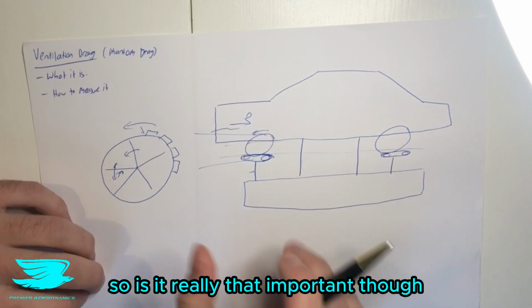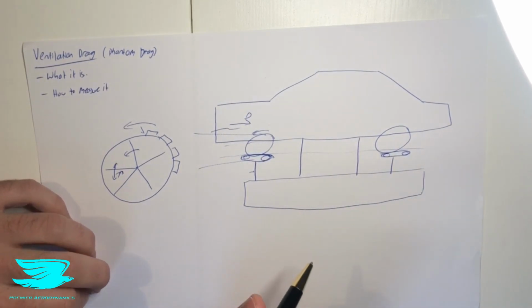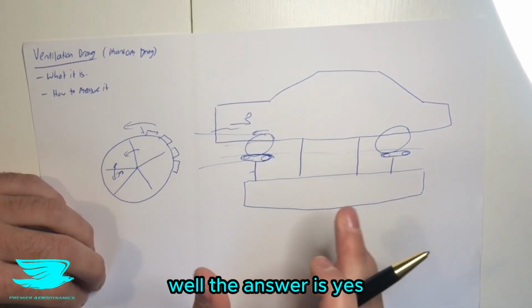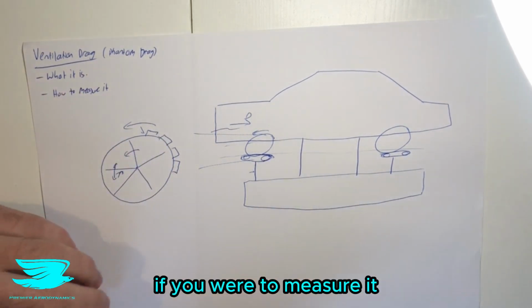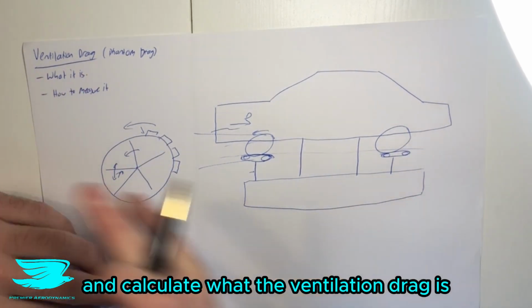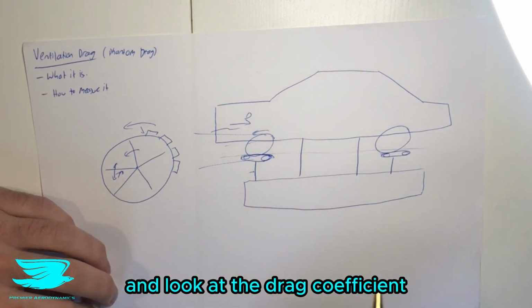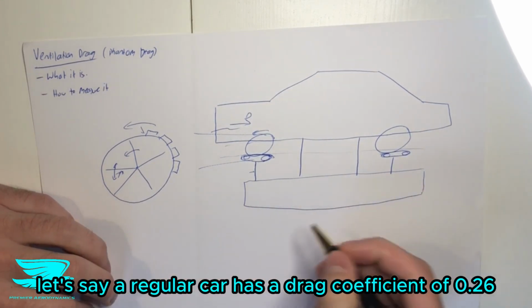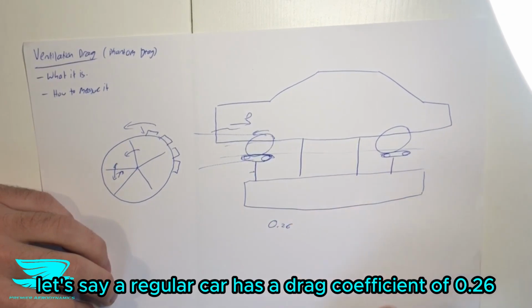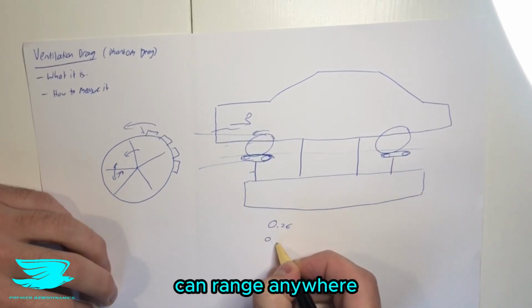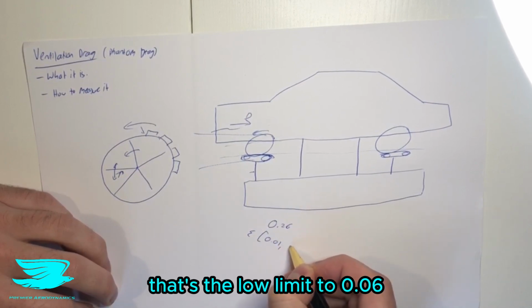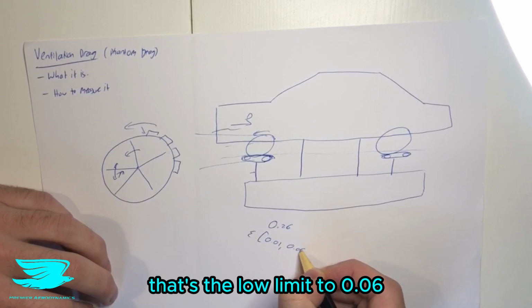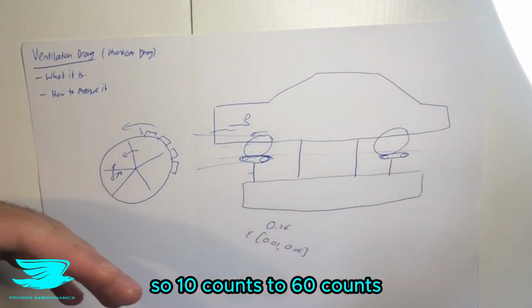So is it really that important though? Well, the answer is yes. So the ventilation drag, if you were to measure it, and we'll get into a second how to measure that, if you were to measure it and calculate what the ventilation drag is and look at the drag coefficient, let's say a regular car has a drag coefficient of 0.26. Well, the ventilation drag can range anywhere, let's say, between 0.01, let's say that's the lower limit, to 0.06. So 10 counts to 60 counts.